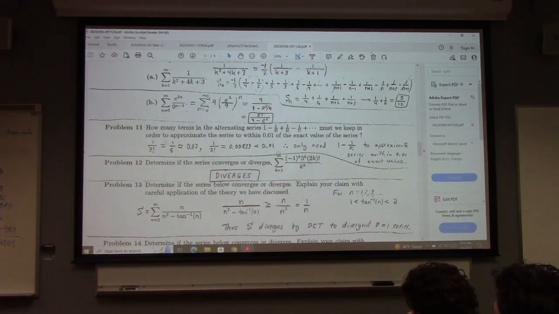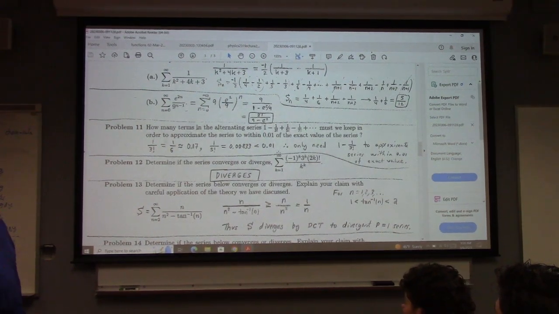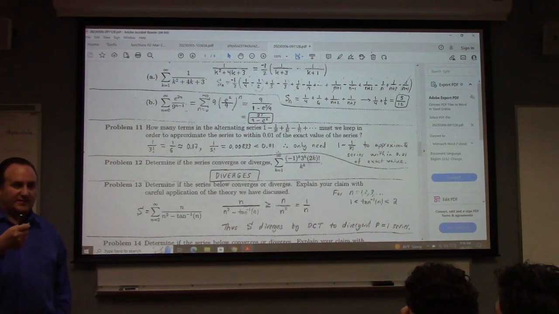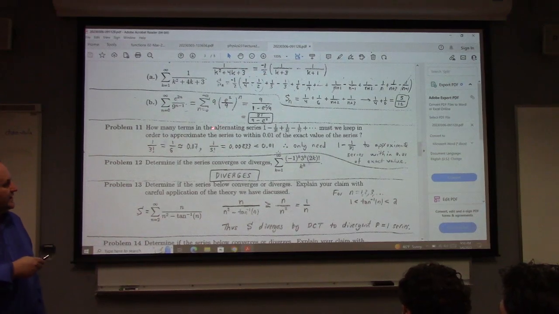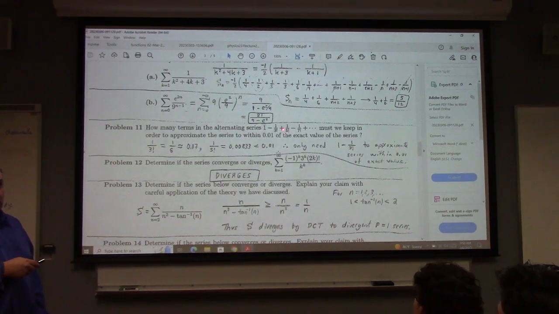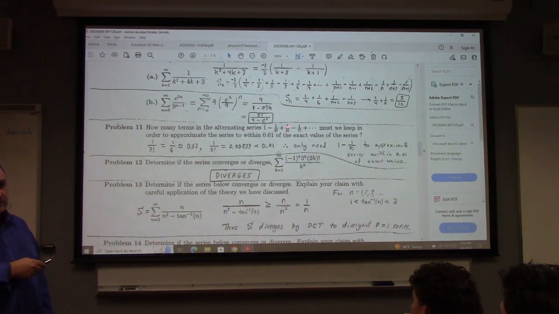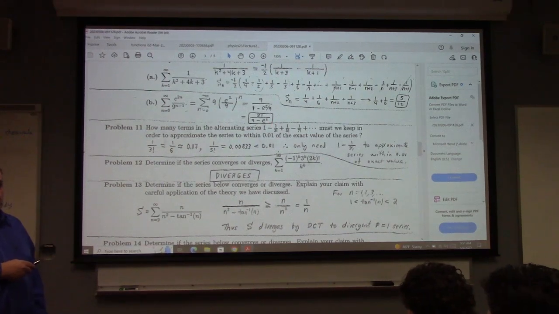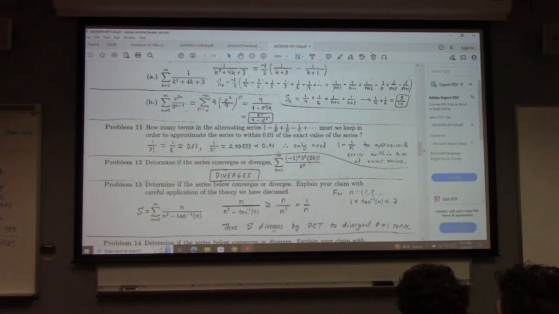Problem 11 is actually really easy because all you have to do is recognize this is an alternating series, plus minus, plus minus, plus minus. The error in the alternating series is bounded by the magnitude of the next term that you don't use. So if I want to make the error at most 0.01, I just need to look at these terms and find the first term that's smaller than 0.01. That's 5 factorial, because 5 factorial is 1 over 120, which is 0.00833333, which is smaller. So in other words, just keep the first 2 terms. That's all you need to do. It was simple as that.